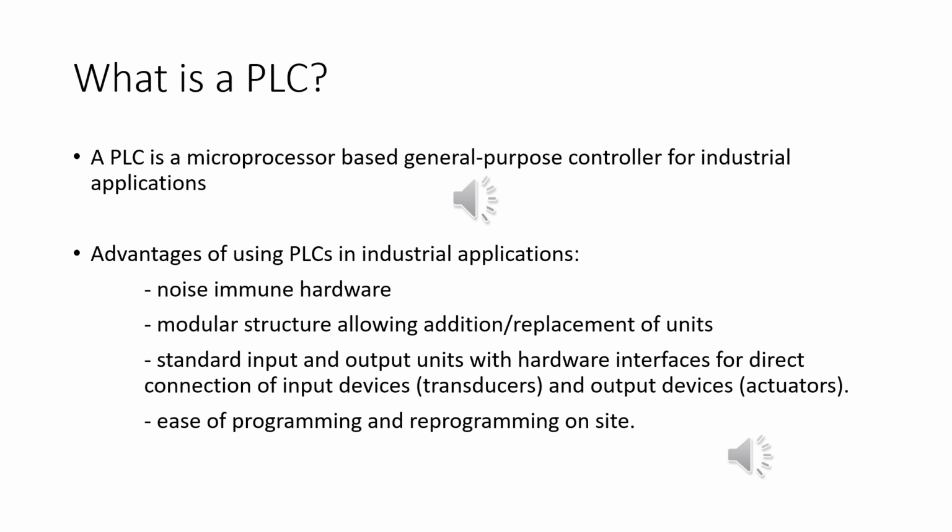The main advantage of using PLCs is that they have standard input-output units with hardware interfaces for direct connection of input devices, which are normally the process transducers, and output devices, which are the process actuators. This connection does not require any additional hardware by the control engineer, as long as the output and input units were chosen correctly according to the requirements of the process.